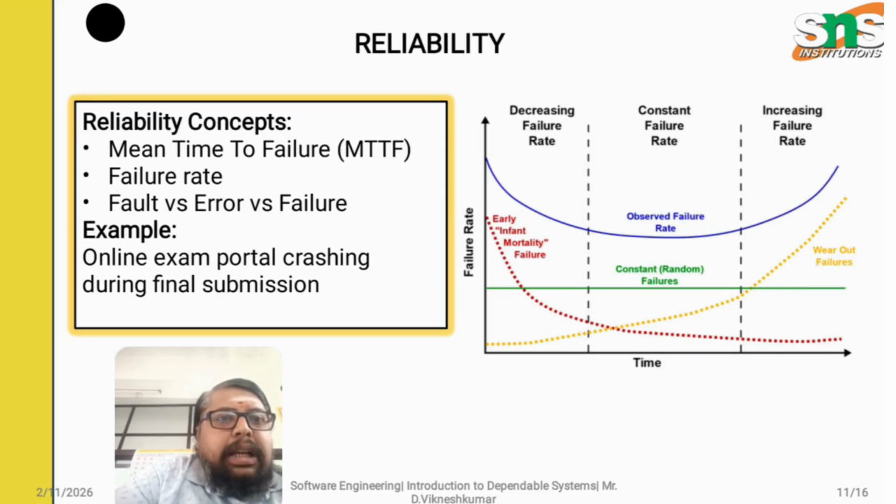Next, the early infant mortality failure rate is initially high and then reduces as time increases. Next are wear out failures, where as time increases, the failure rate also increases, whereas constant random failures have a constant failure rate in the system.